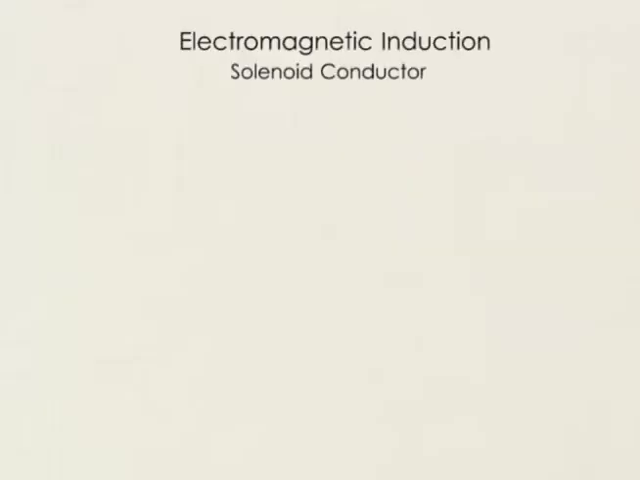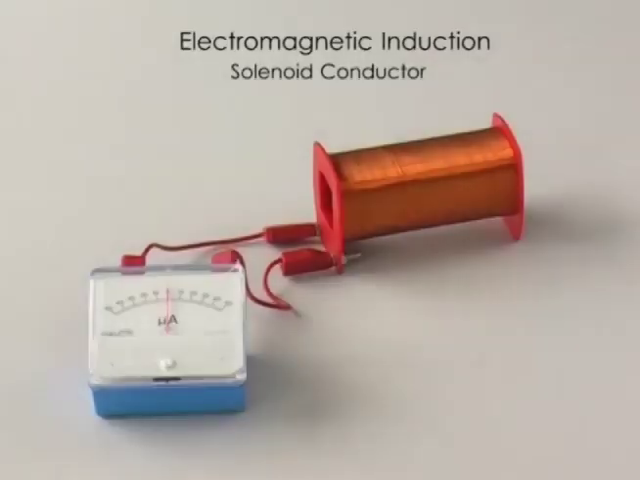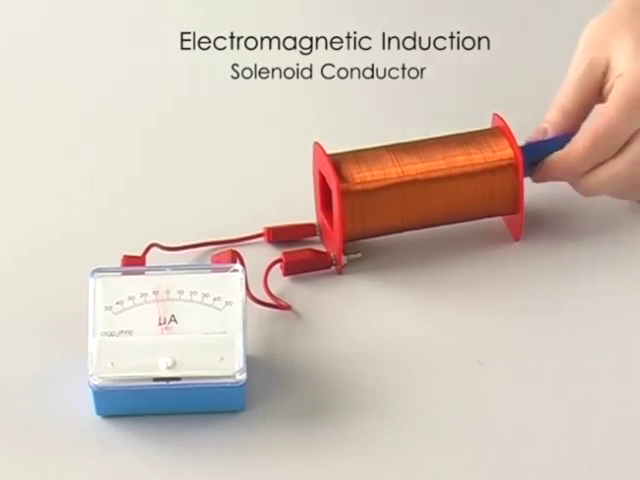We can also induce current in a circular coil of copper wire. We connect its two ends to the two terminals of a sensitive galvanometer with the scale indicating 0. Note that this circuit has no source of electricity. We take a bar magnet and move it swiftly towards the coil with the north pole facing the coil.